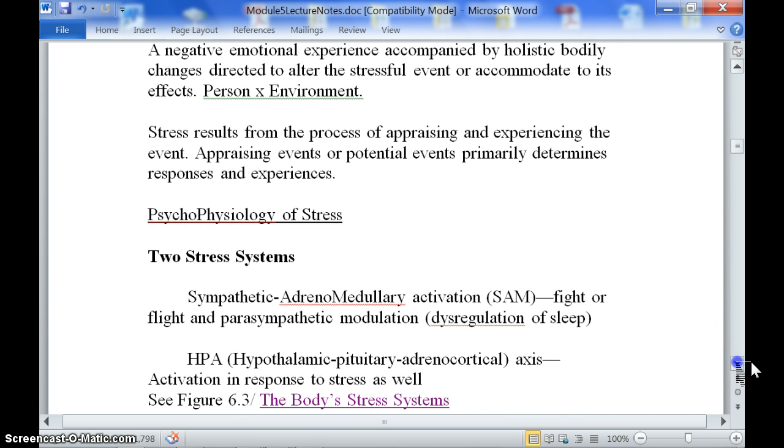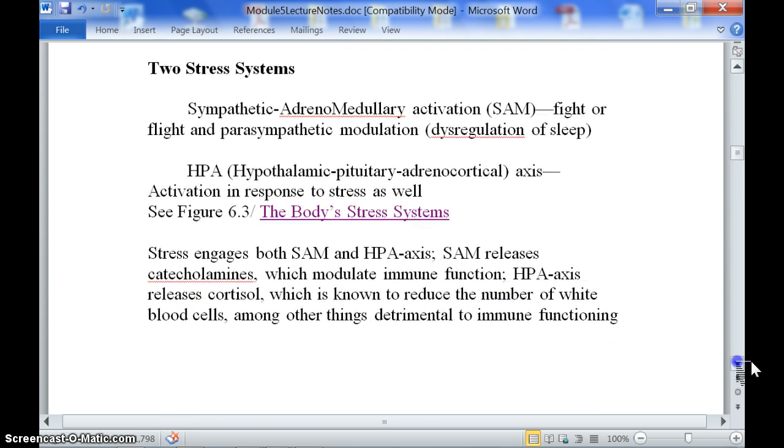There are two basic stress systems, which I ended with in Lecture 1. SAM, or sympathetic adrenomedullary activation, is the fight or flight. You also have to keep in mind there's the parasympathetic modulation as well. So there's the sympathetic and parasympathetic, and they are a yin and yang type of system. And then there's the HPA axis, the hypothalamic pituitary adrenocortical axis. Again, you can see how there's this connection between the nervous, endocrine, and immune functioning.